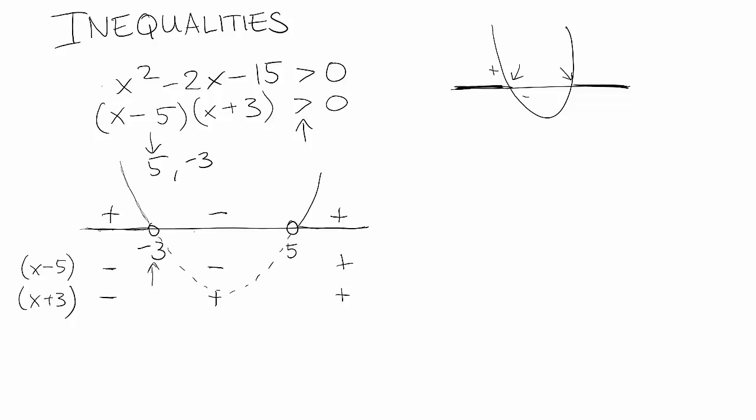So now let's look back at the question. The question was asking, when is this greater than 0? Well, that means when is it positive? So it's positive all the way from negative infinity to negative 3, as well as from 5 to infinity.